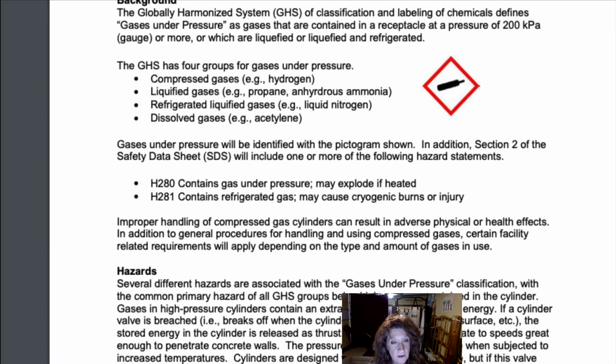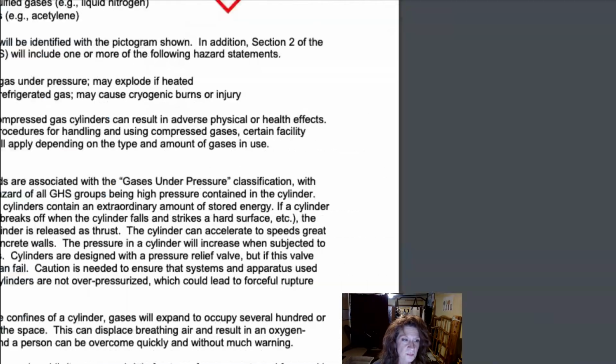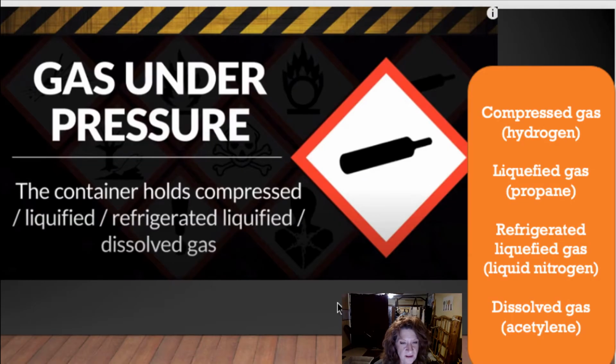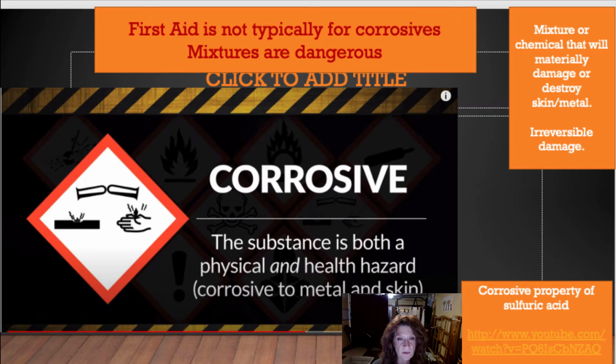So again, we have our compressed gases. That's like the pure gas is compressed. A liquefied gas, a refrigerated gas, so it has to be kept cold, unlike a liquefied gas, which is just under pressure, and then a dissolved gas. There are lots of gases out there. Gases, corrosives, flammable liquids, they're the ones we see the most.